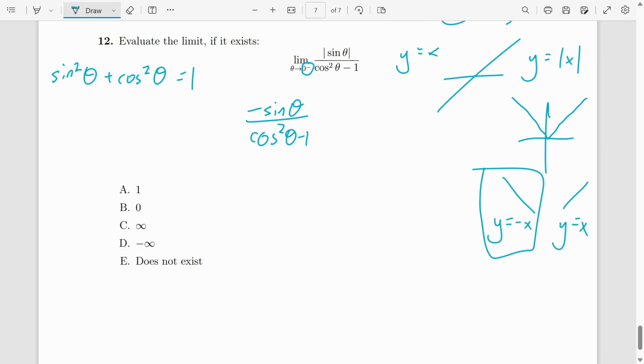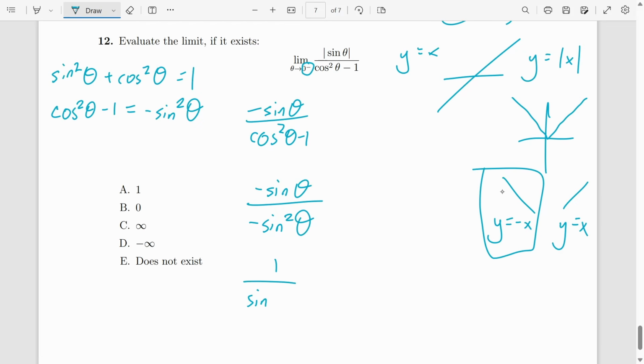So what you might see is that we can rearrange this a little bit. We can subtract sine squared and 1 from both sides, and we get cosine squared theta minus 1 equals negative sine squared theta. And hey, that is exactly what we have down here: a cosine squared theta minus 1. So we can substitute that with negative sine squared theta. So negative sine theta over negative sine squared theta. Now we can cancel out the negatives and cancel out a sine from both the top and the bottom. We'll be left with 1 over sine of theta.